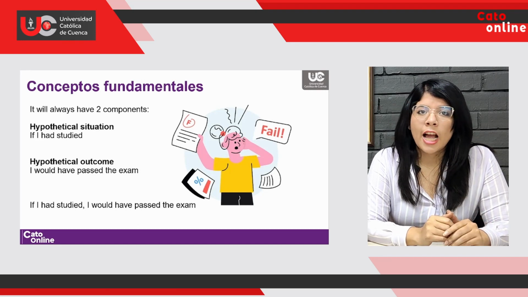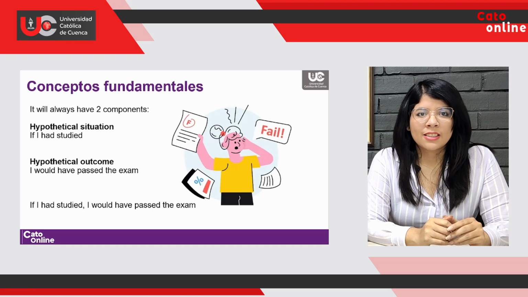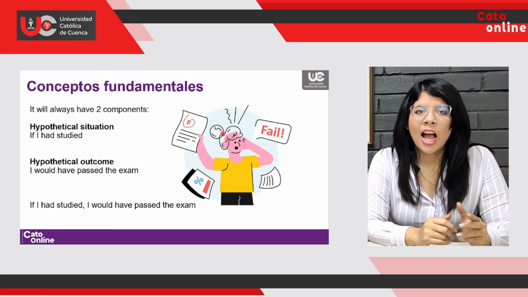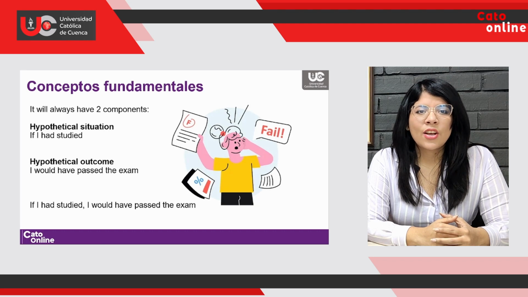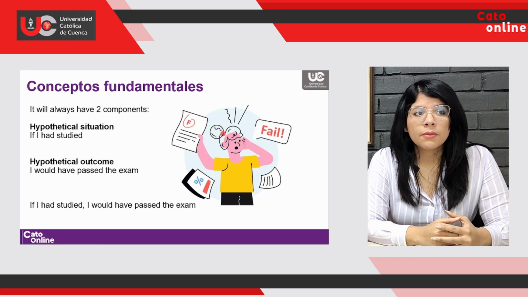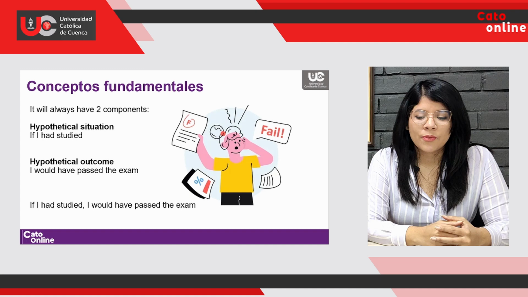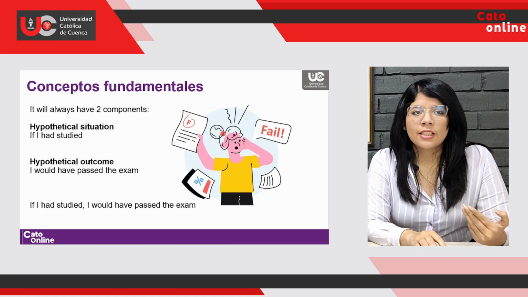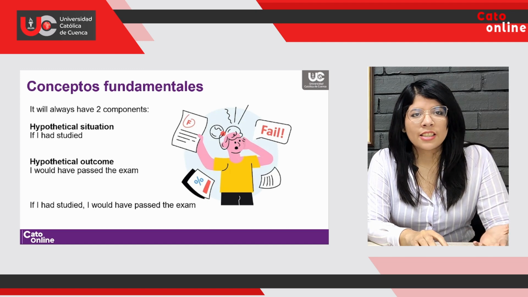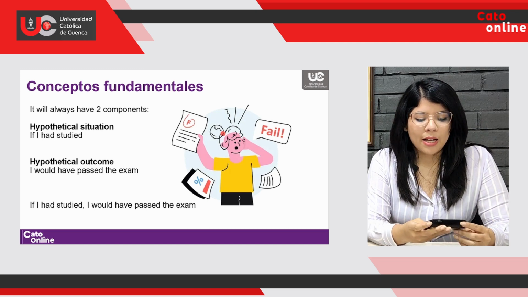Of course, this is hypothetical because we cannot change the past. That is why it's called a hypothetical situation. And it has a hypothetical outcome. That is because we also cannot know the outcome of something that didn't happen, something that is hypothetical. And then we have the example: if I had studied, I would have passed the exam.